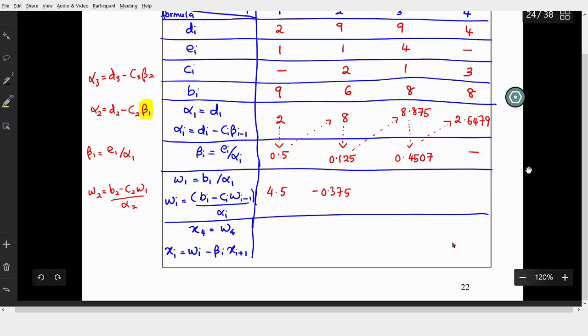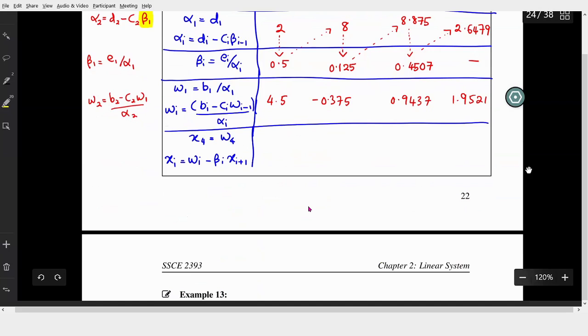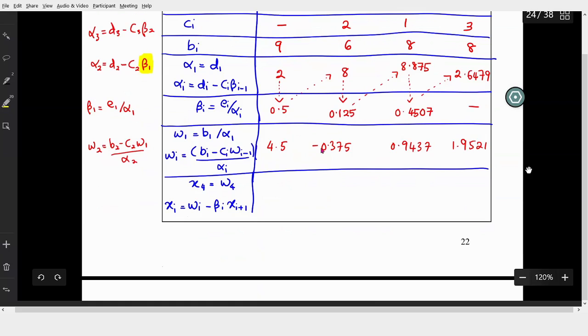So on and so forth for W3 and also W4: 0.9437 and then 1.9521. So that's on W. Now the last part is X. Our main intention is to have the X values here, but before we can get the X, you have to go through all the process, finding the alpha, beta, W, and finally the X.